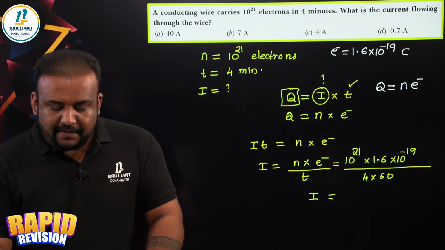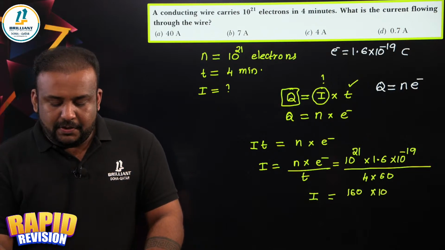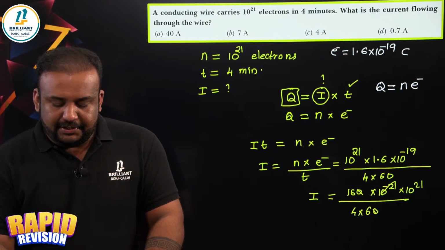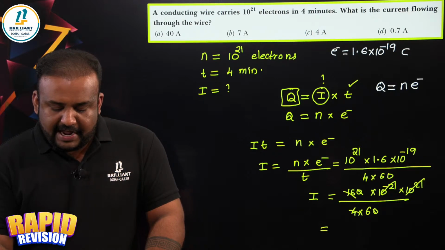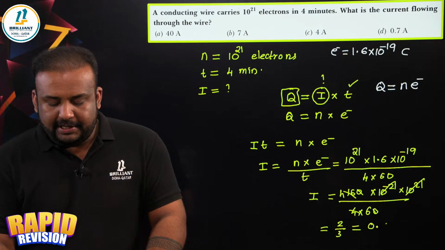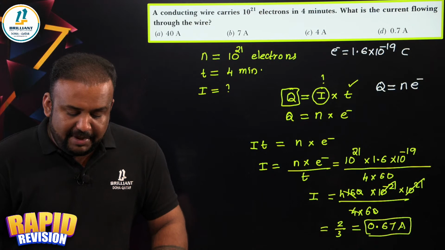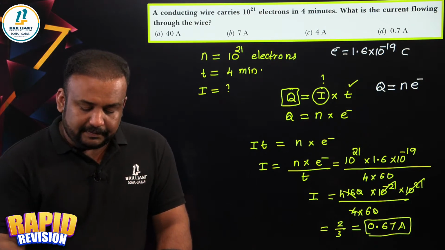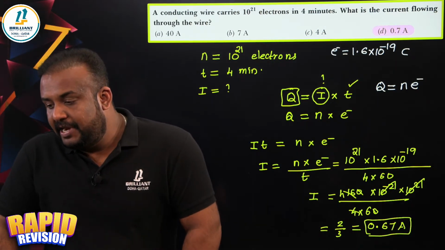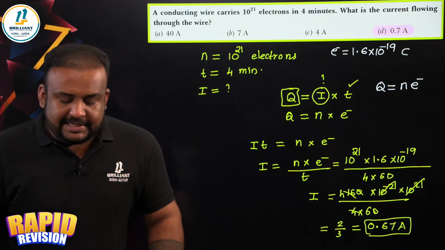So here you can see that 1.6 × 10⁻¹⁹ can be written as 160 × 10⁻²¹ divided by 4 × 60, right? So the 10⁻²¹ is gone. Now we have 4 divided by 6, which is 2 divided by 3, or 0.67 ampere. So approximately it is equal to how much? 0.7 ampere. Is that clear to everyone?